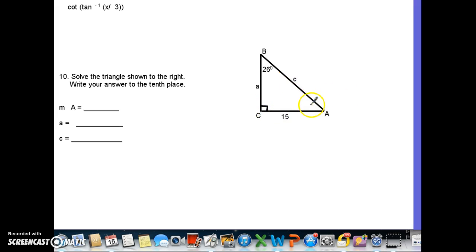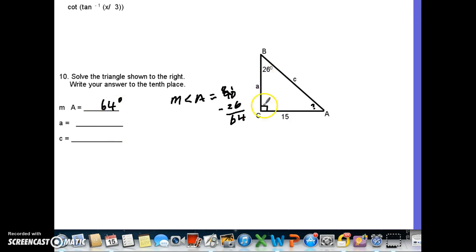So what are we missing? We're missing this angle A, we're missing this side length, and we're missing the hypotenuse. So to solve the triangle is to find all the missing features. Let's go ahead and find the measure of angle A first. Measure of angle A is going to be fairly simple, because it will be 90 minus 26, because this angle B plus A must add up to 90. So 90, take away 26, borrow 1 from the 9, that leaves us 8. So we have 10 take away 6 is 4, 8 take away 2 is 6. So measure of angle A would be 64 degrees.